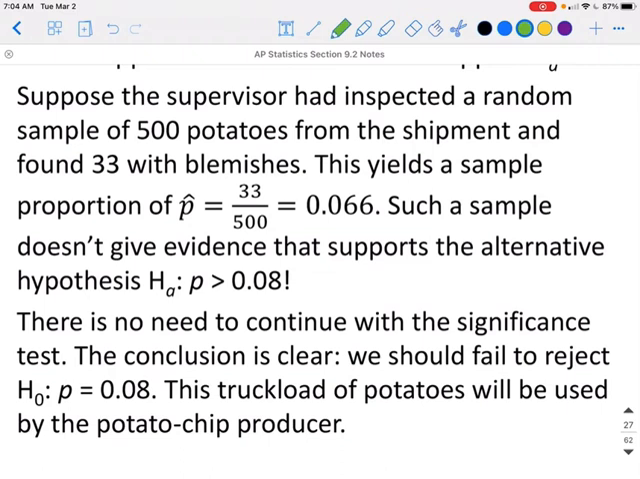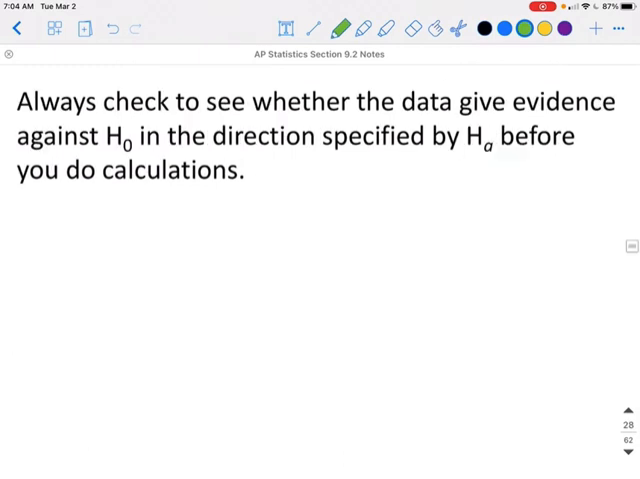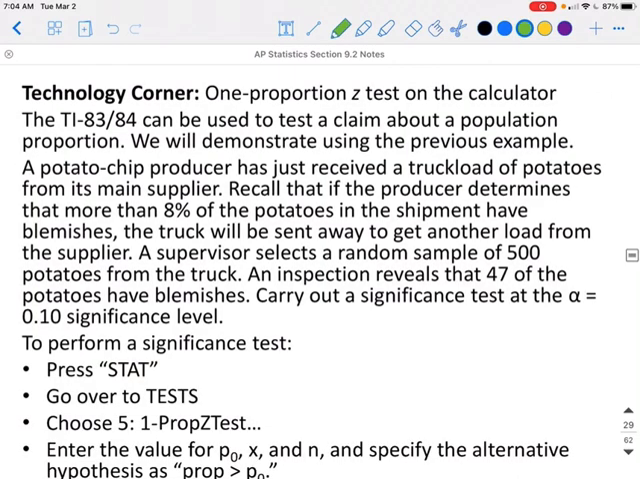So basically, if you're testing whether p is greater than your null value, and you find your p-hat value is less than your null hypothesis value, you don't have to carry out the significance test. You can go ahead and just fail to reject your null hypothesis to start with. Always check to see whether the data gives evidence against the null hypothesis in the direction specified by the alternative before you do any of your calculations.